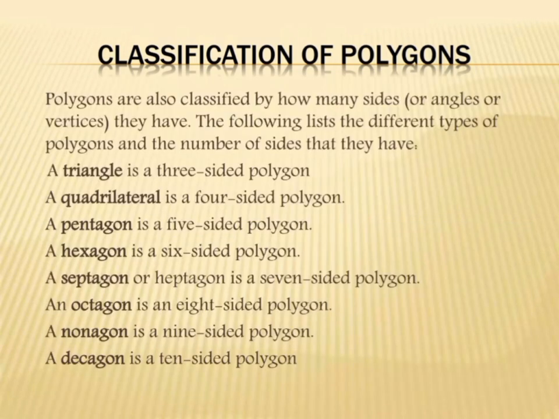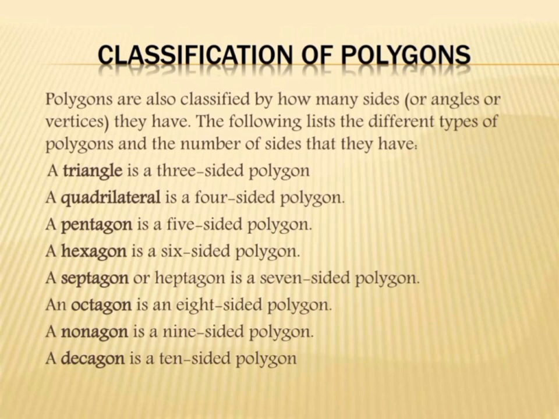Polygons are also classified by how many sides, angles or vertices they have. A triangle is a 3-sided polygon. A quadrilateral is a 4-sided polygon. A pentagon is a 5-sided polygon. A hexagon is a 6-sided polygon. And so on, n-sided polygons exist.